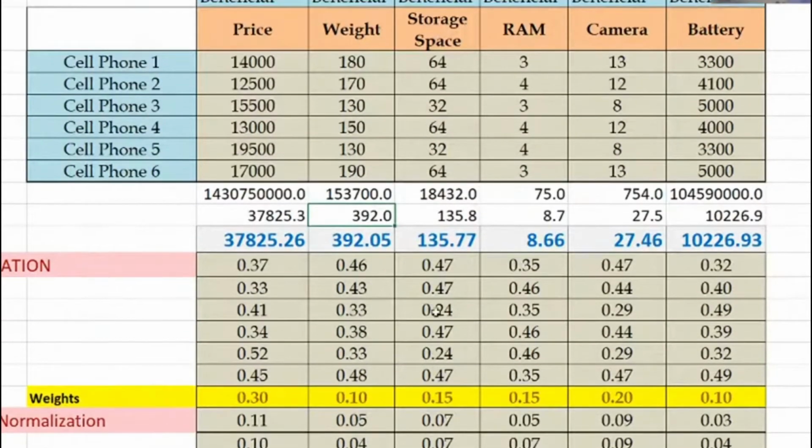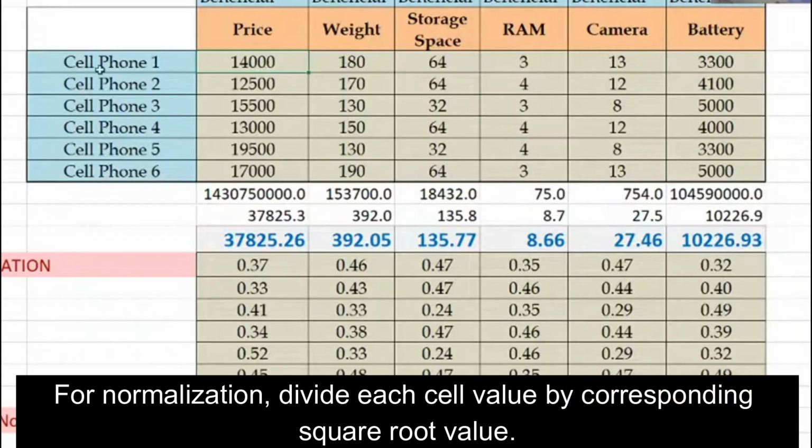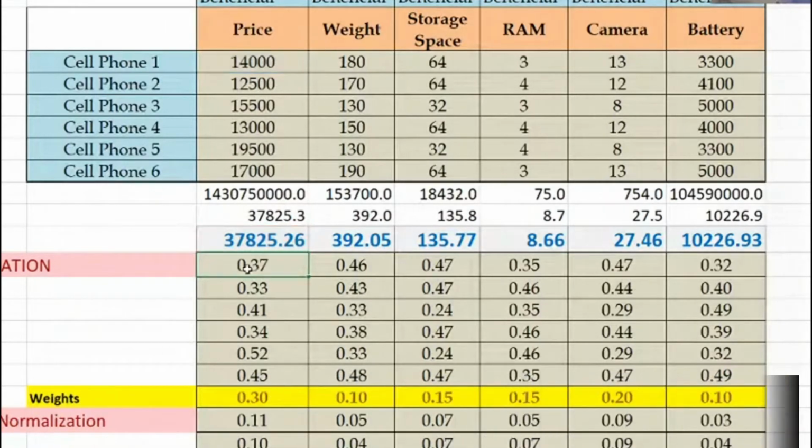We see how normalization is done. We have to now divide this value by this square root value. So here we see it is cell E7 divided by cell E15 that will give you the normalized cell value for the first alternative. So this is the way we get the normalized value for the first cell.